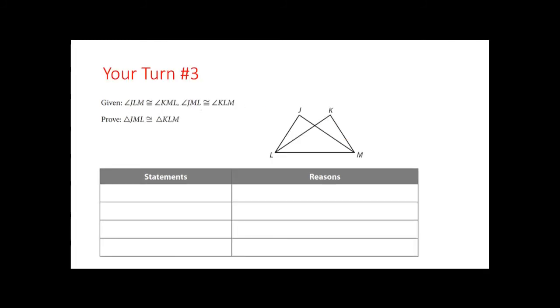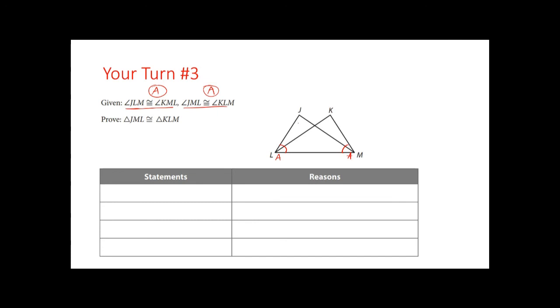All right, your turn number 3. So we've got a lot here to work with. They give us two corresponding angles that are congruent to each other. That's nice. So we've got an angle here. Let's see where they go. Angle JLM is here. Angle KML is here. So we've got angles. And then they give us another angle. Very nice.